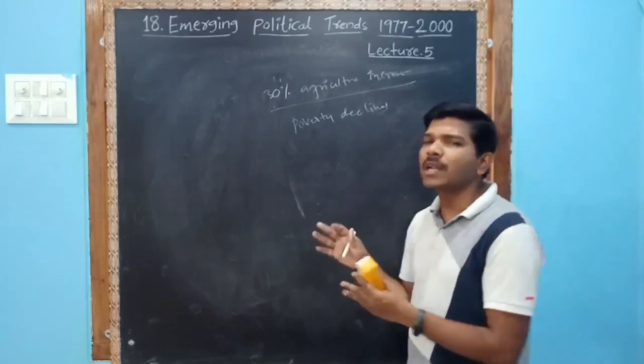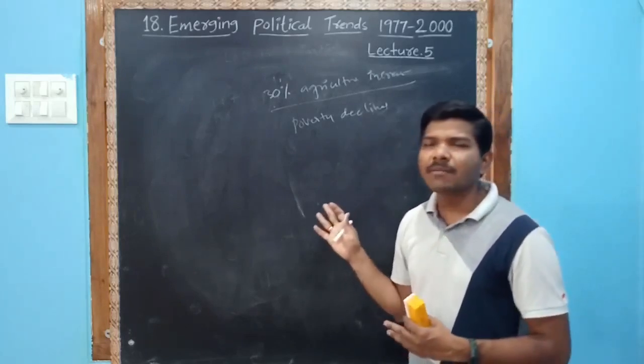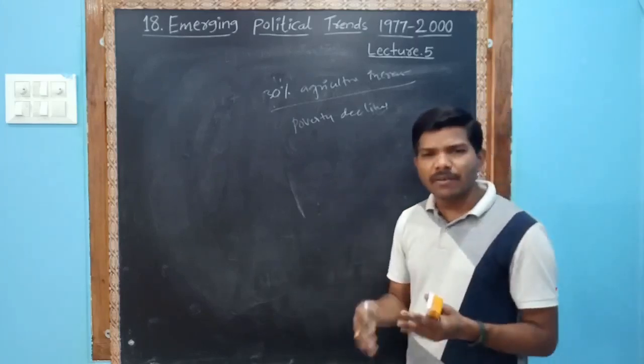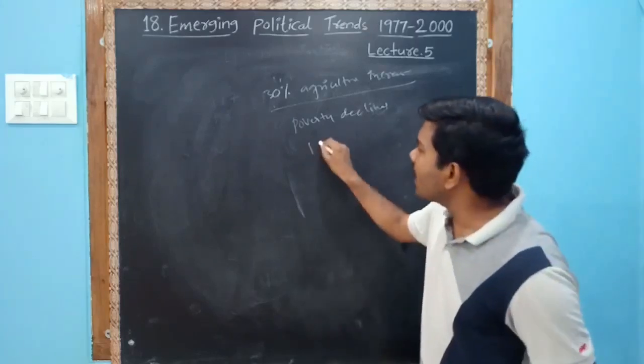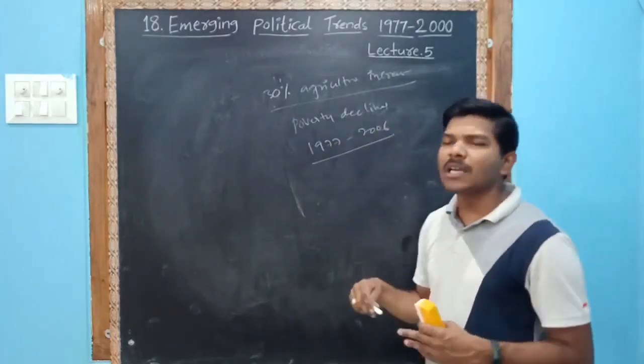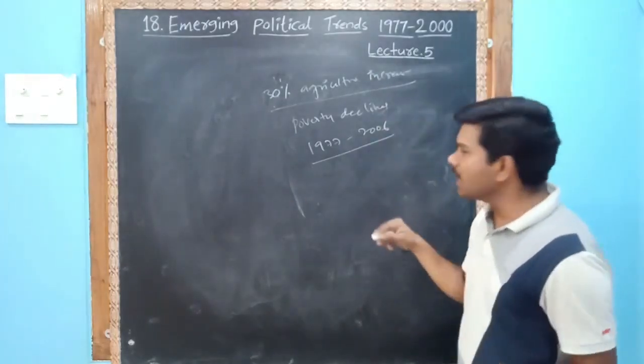Most of the downtrodden were benefited, most of the agrarian community. Agrarian means the majority of the people in West Bengal depend upon agriculture. They were benefited. Due to that, from 1977 to 2006, no party won in West Bengal except CPIM.